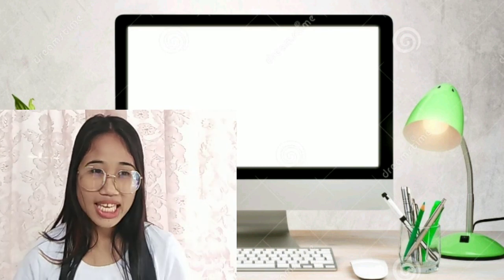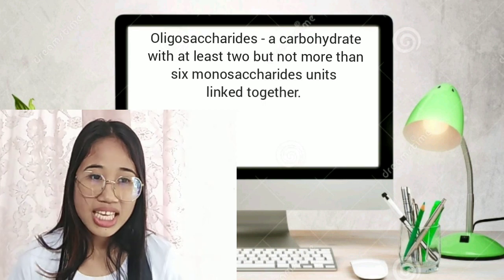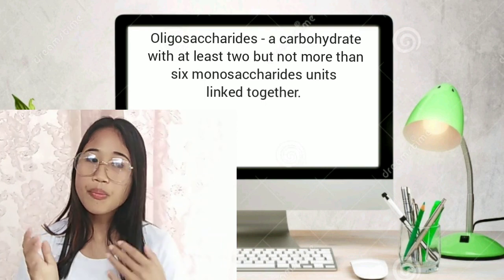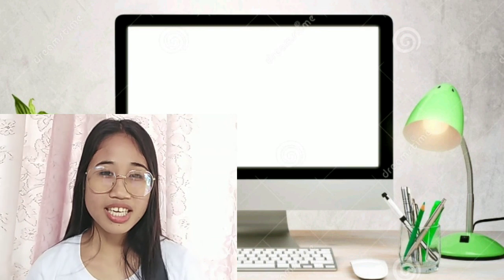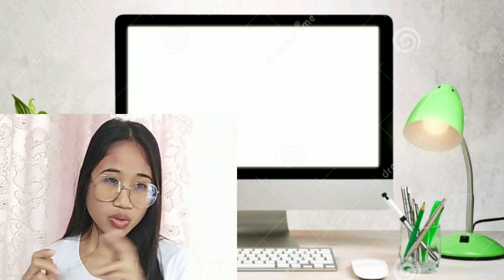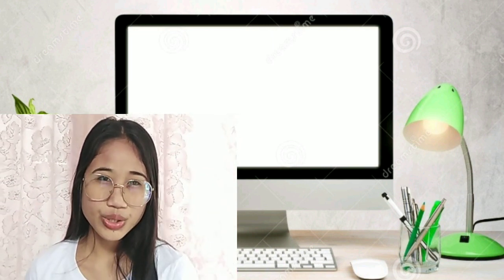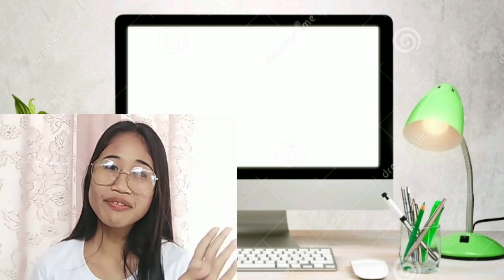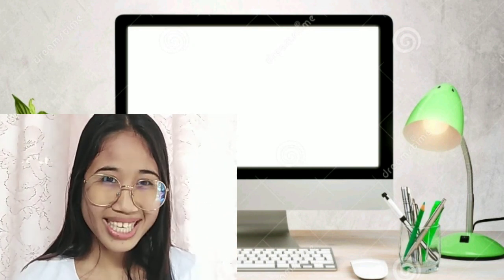Next is oligosaccharides. Oligosaccharides are carbohydrates with at least two but not more than 6 monosaccharide units linked together. So oligosaccharides can be formed from 2 or fewer than 6 monosaccharides. It can be 2, 3, 4, 5, but less than 6 only.